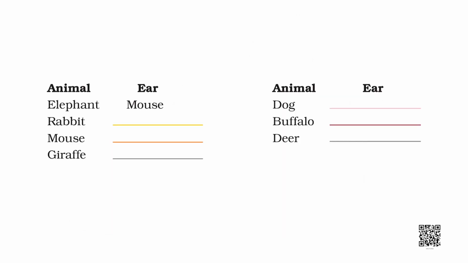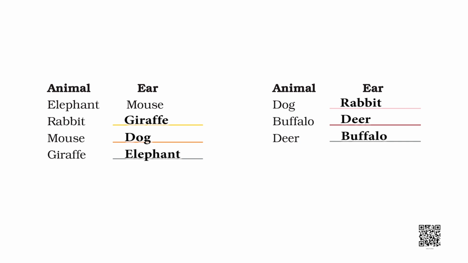So, one is done for you. The elephant is having whose ear? Mouse. Rabbit is having whose ear? Giraffe. Very good. And the mouse has exchanged ears with which animal? Dog. Giraffe has exchanged its ear with? Elephant. Very good. And dog is having whose ear? Rabbit. And buffalo is having? Deer's ear. And deer is having? Buffalo's ear. So, buffalo and deer have exchanged their ears.